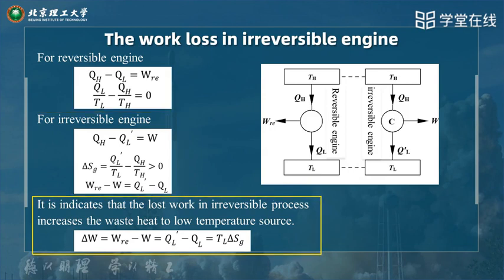This equation tells us the lost work in the irreversible process increases the waste heat to the low temperature reservoir. So delta W equals WRE minus W equals TL delta Sg. Delta Sg is the entropy generation.